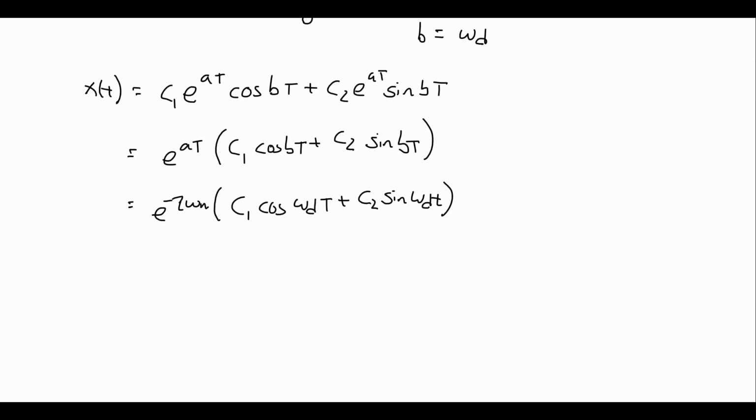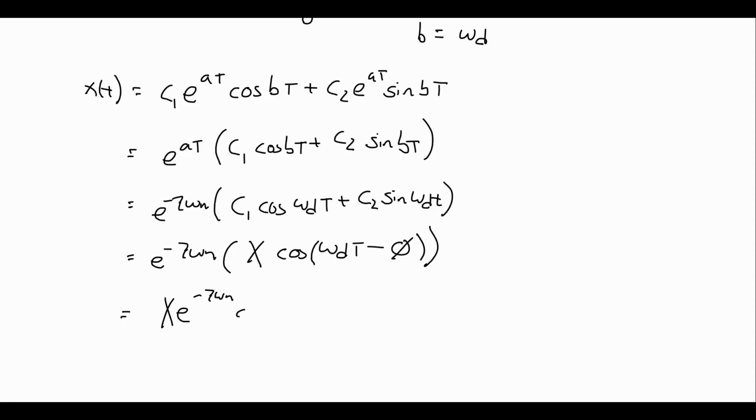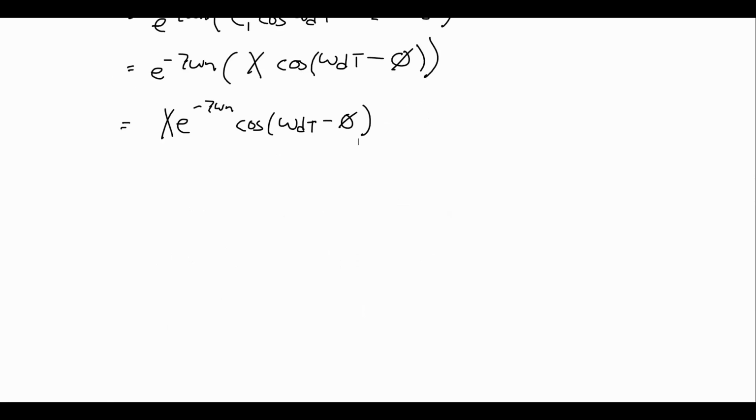Now I can rearrange this a little bit like I did for the undamped systems. Instead of having a cosine term and a sine term, I am going to combine them into one cosine term with a phase. So I'm going to have one unknown amplitude, instead of a C1 and a C2. I'll just call that X instead. And I'll have a cosine of omega d t minus some phase value phi. And one last time of rearranging this so it looks like what we had on the slide, I can bring the X out in front, e to the negative zeta omega n t, cosine omega d t minus phi. So now we have the general solution that looks just like what we had on the slide.